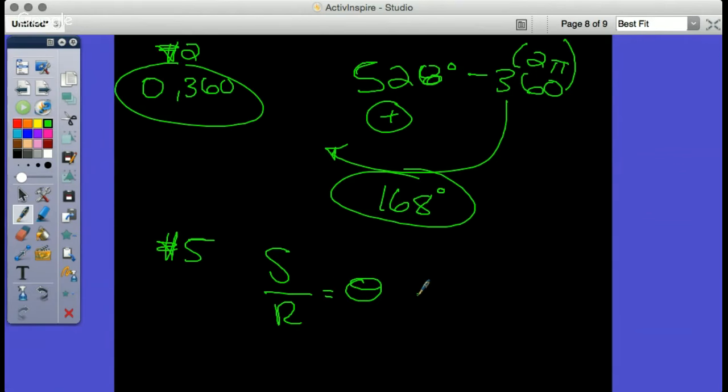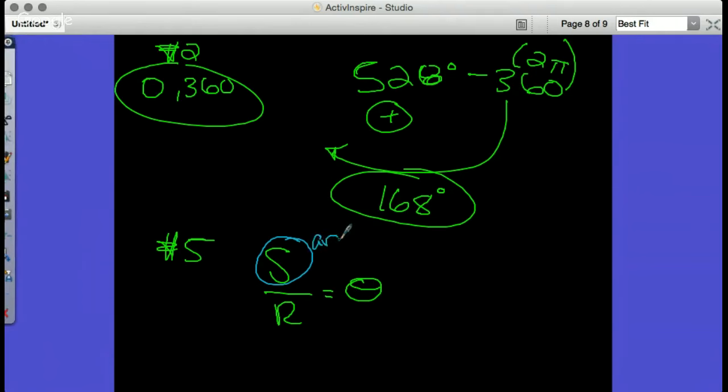Now, we know what is S again? Yeah, S is arc length. Good. What is R? 15.2. Good, because that was what was given to us. Perfect. And as far as theta goes, theta is our angle, in radians.